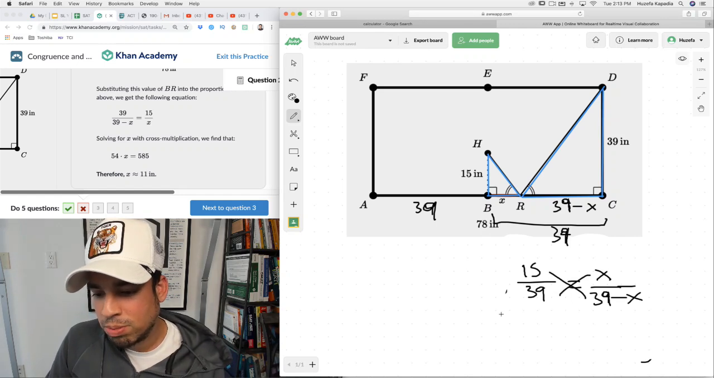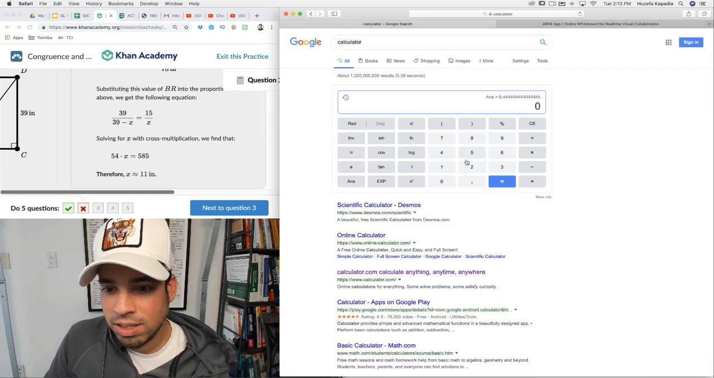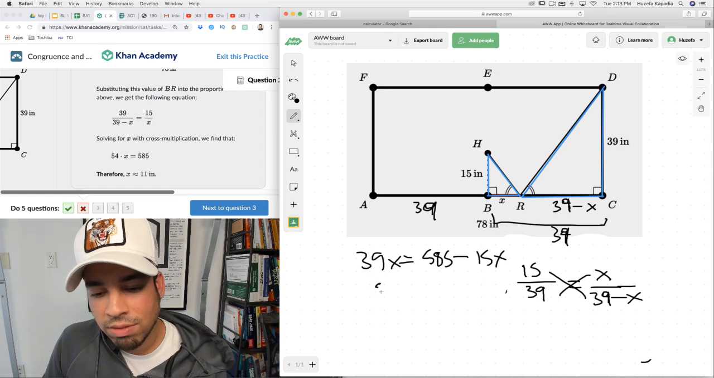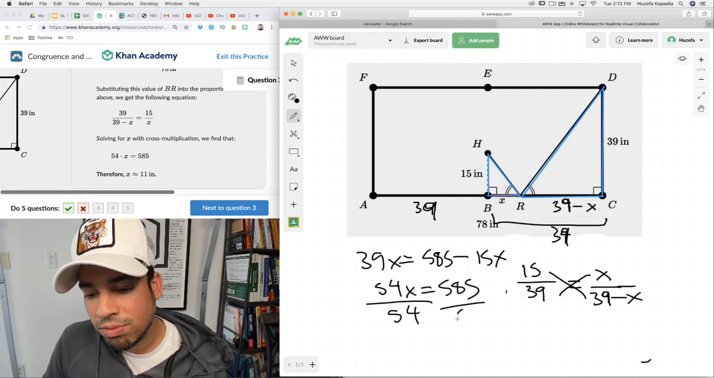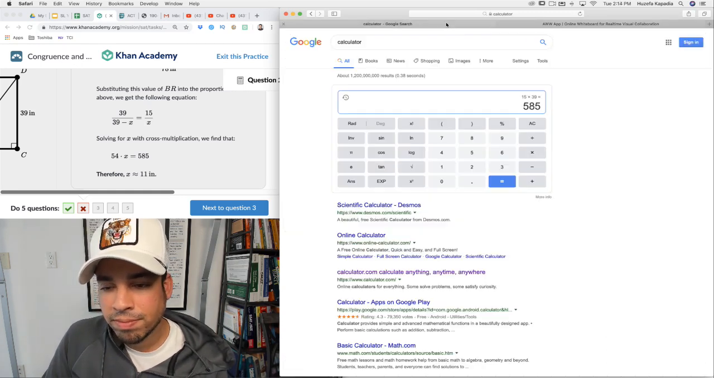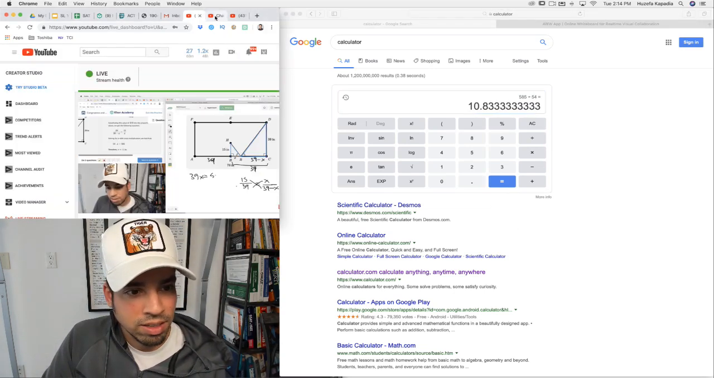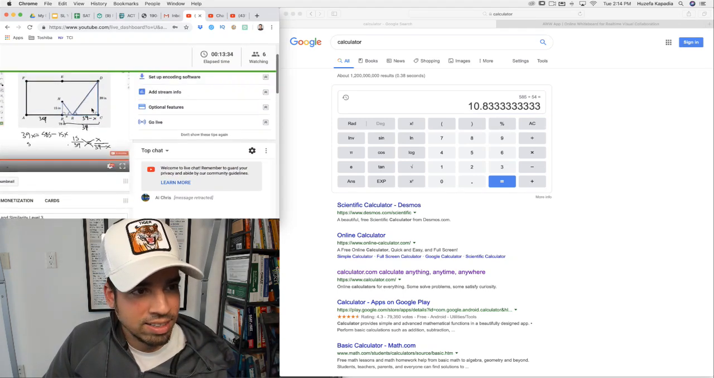Anyway, now we cross multiply and I get 39x equals, what's 15 times 39? 585, right? Yeah, 585 minus 15x. Then I add 15x to both sides and I get 54x equals 585. Divide by 54. 10.83 rounds up to 11. All right, it's pretty funny. That one really got me for a while. Okay, let's go on to the next one.